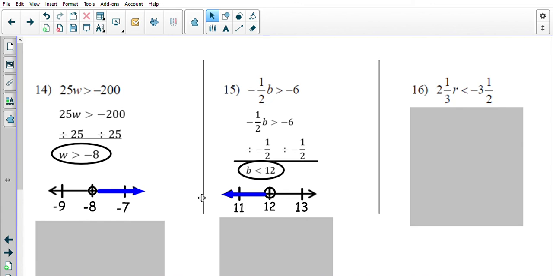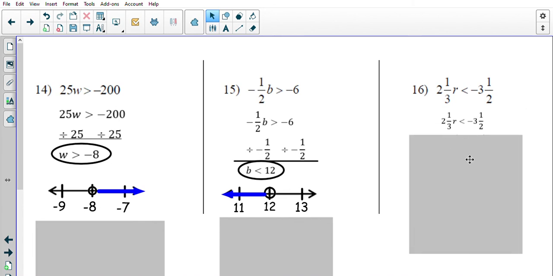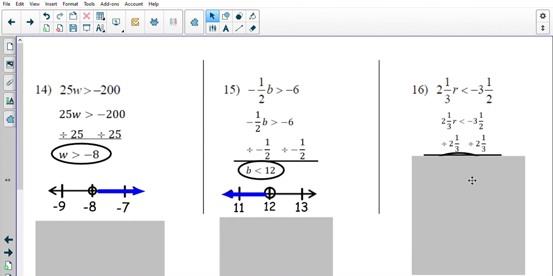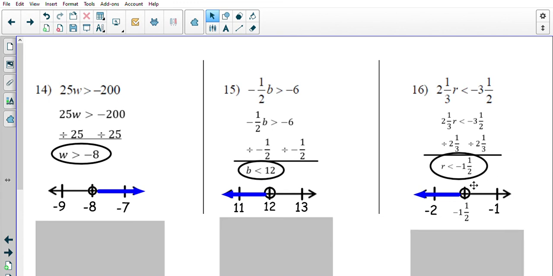All right, last one of these. 2 1/3 r is less than -3 1/2. The inverse of multiplying by 2 1/3 is to divide by 2 1/3. So do -3 1/2 divided by 2 1/3. No need to flip the symbol around because I divided by a positive. You'll get r is less than -1 1/2. So I've got -1, -1 1/2, -2 from right to left. Open circle because it's not equal to. Since it's less than, we shade to the left.